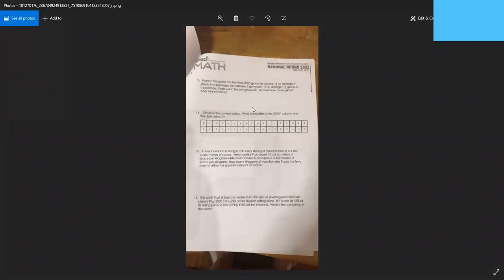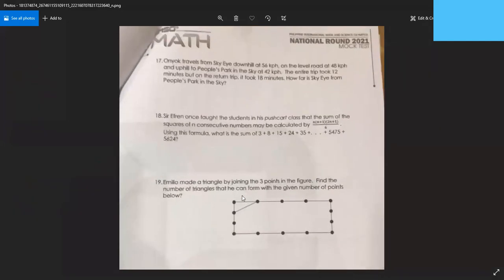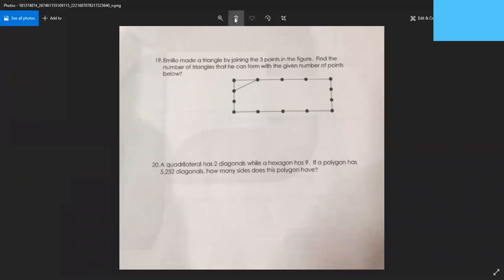Number 16. We discussed that one yesterday. For 19, let's skip that one. Number 20. For number 20, I cannot really find an easier way on how to do this one.